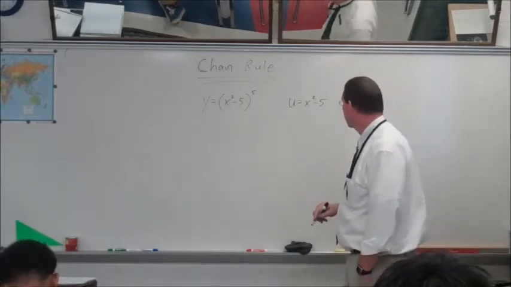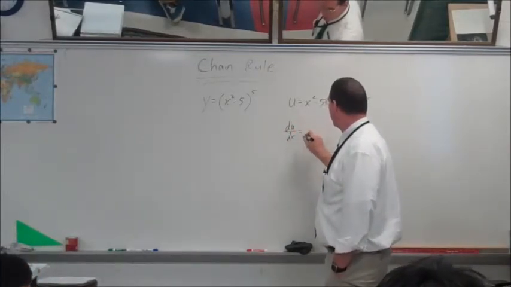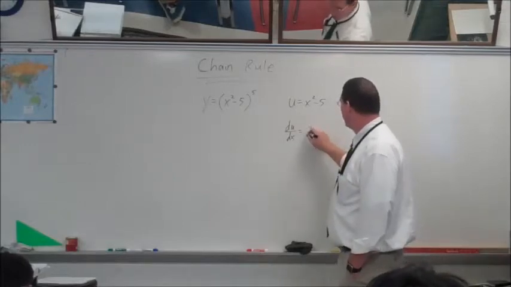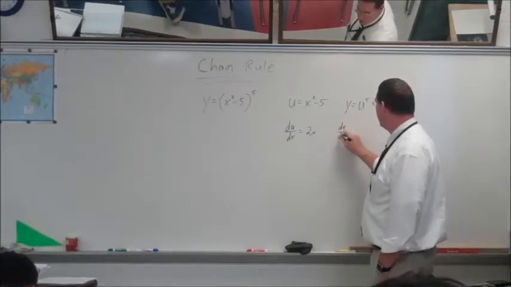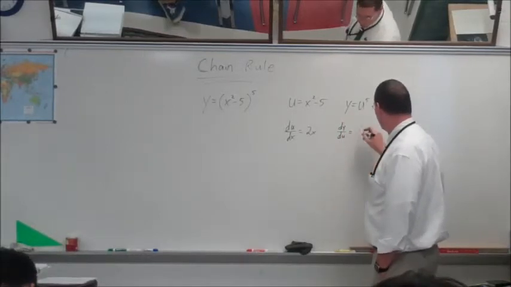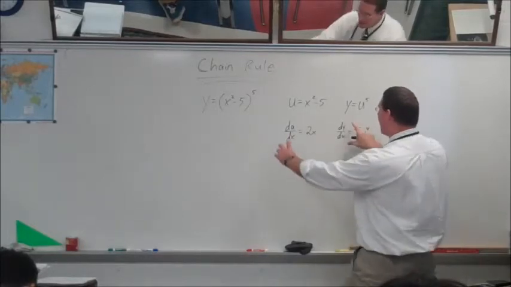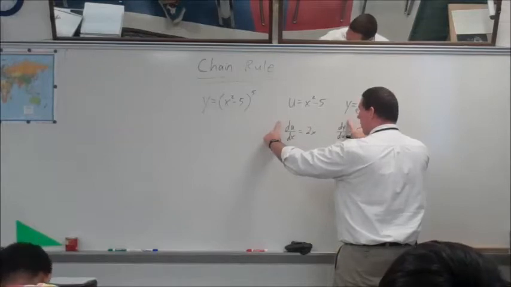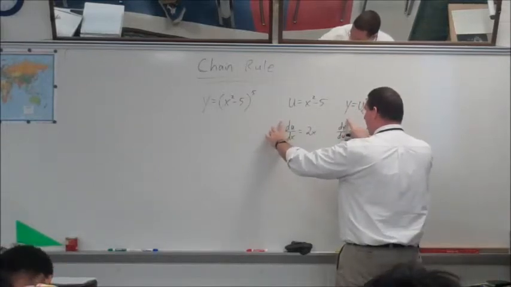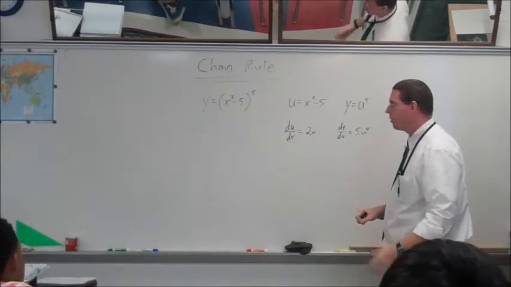Take the derivative of... Okay? Du dx is equal to 2x. Dy du is equal to 5u to the 4th. There we go. Now do you see it? Now that I've shown you that little tiny proof, now do you see it? When you multiply these two by each other, the du's just cancel out and all you have left is dy dx, which is what you're looking for.